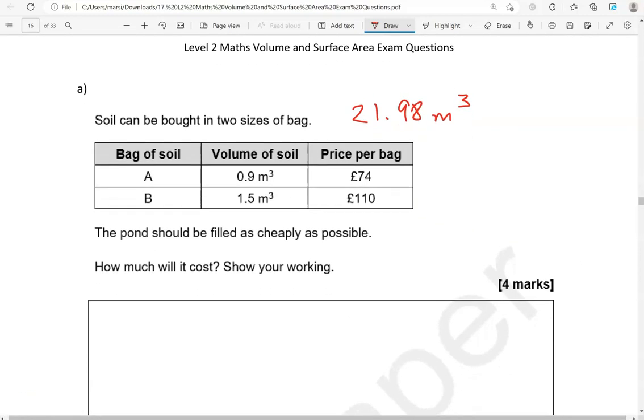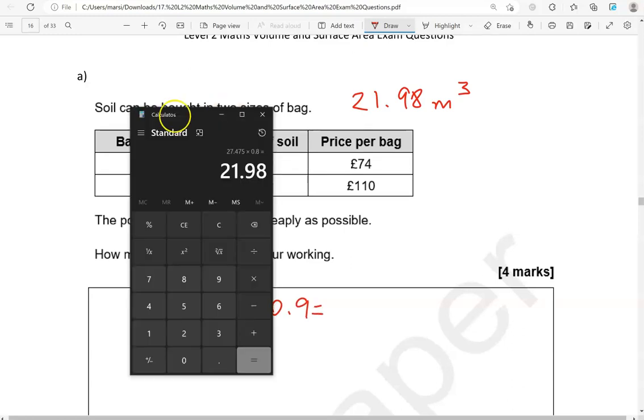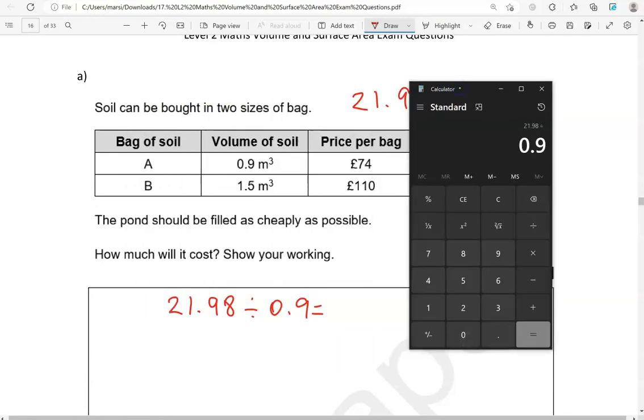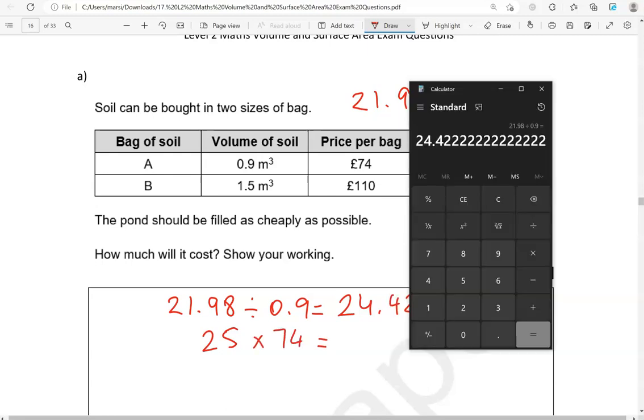And we've got volume per bag for A, that is 0.9. So what we're going to do is 21.98 divided by 0.9, and that is 24.42. So 25 bags will be needed. 25 times 74 pounds gives us 1,850.